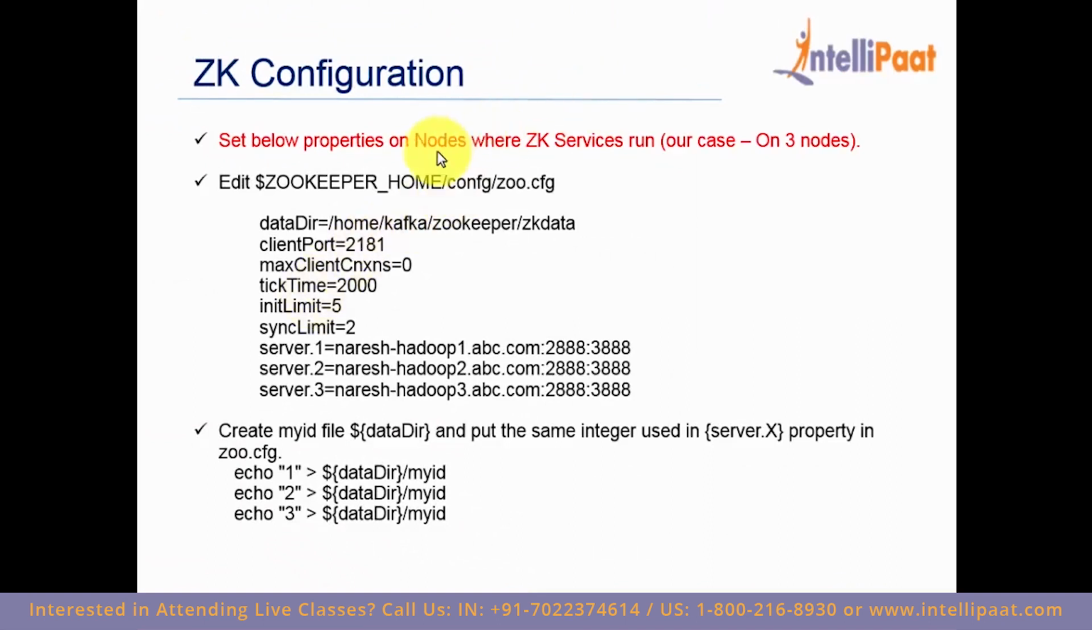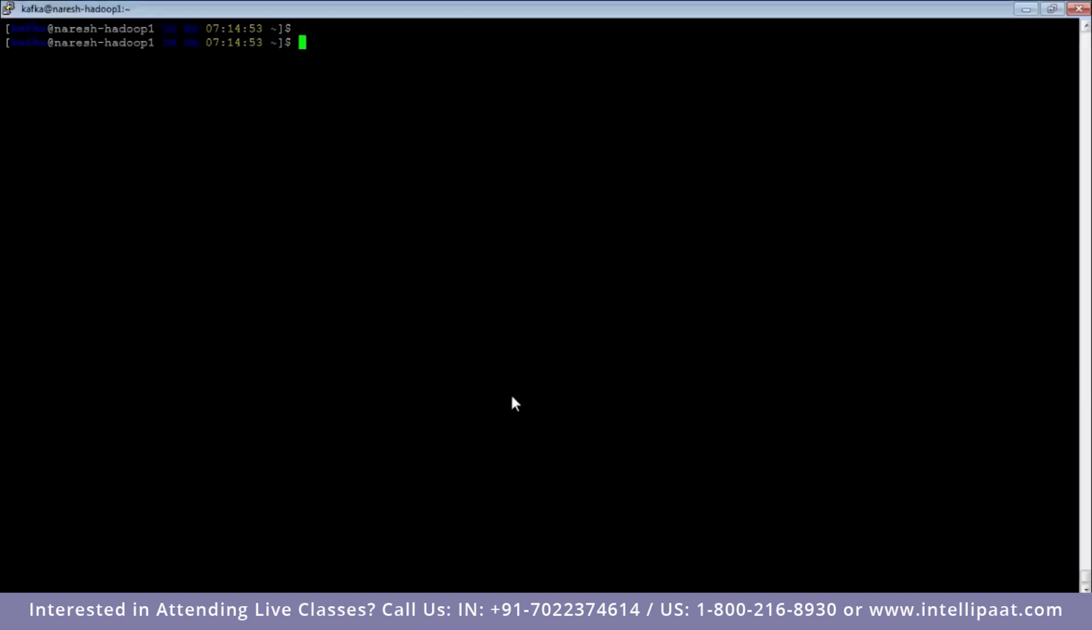For this we need to go to this directory which is present at Zookeeper home, conf and zoo.cfg. The 2 important properties are the data directory that we will update and the last 3 lines where we are mentioning that we are having 3 Zookeeper servers which are running on naresh-hadoop1.abc.com. The second is running on naresh-hadoop2.abc.com. The third Zookeeper server is running at naresh-hadoop3.abc.com. Let us complete this first.